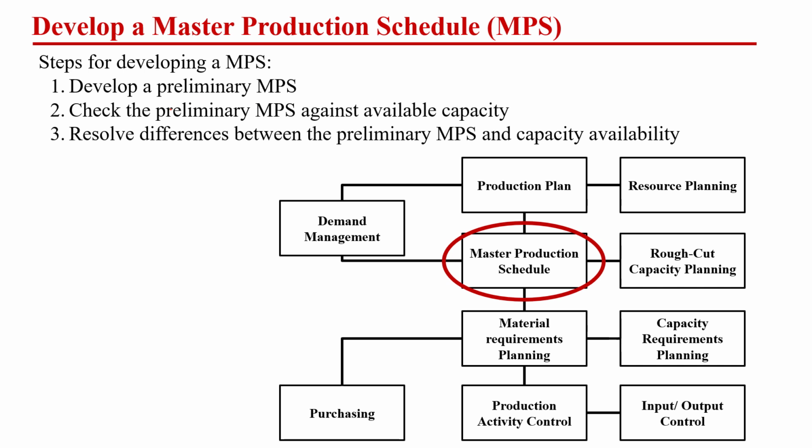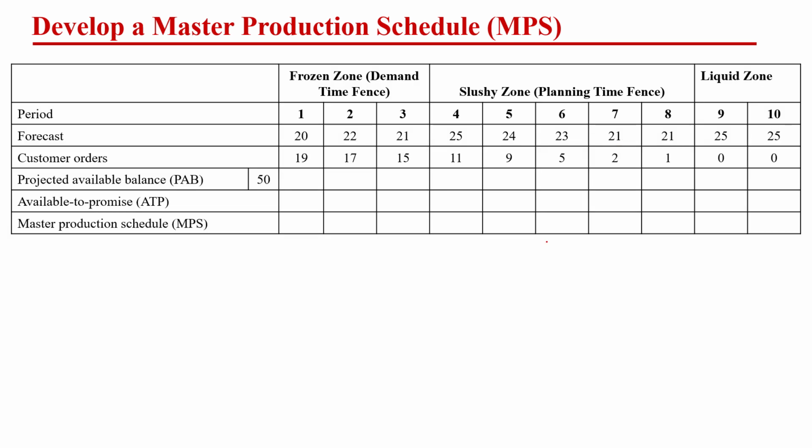So in order to develop the master production schedule, first of all, we will develop the master production schedule as we have seen earlier. Then we are going to check whether the master production schedule is aligned with the available capacity. If it is, then it is okay. But if it is violating the capacity, then we will try to resolve the difference between the capacity and the master production schedule. So right now we are talking about these two things, but let's discuss again the master production schedule.